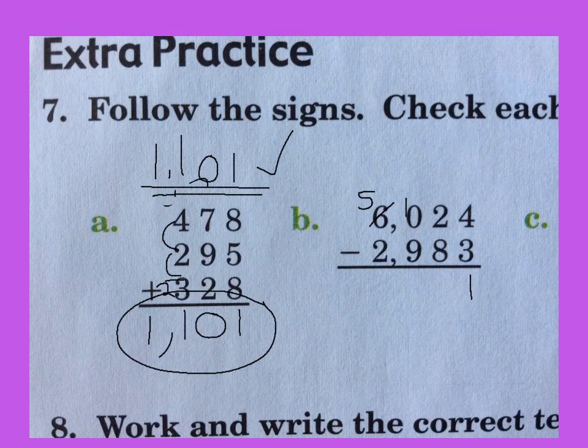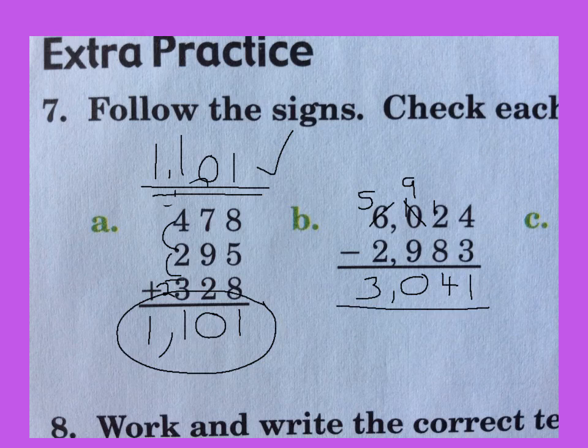And we bring our 1 over. That becomes 10. Now we can borrow from that. 10 becomes a 9, and the 1 we borrowed goes here. Now we have 12 minus 8. That would be 4. 9 minus 9 would be 0. 5 minus 2 would be 3. I'm going to put a comma in there. And our answer is 3,041. Now we have to check it.